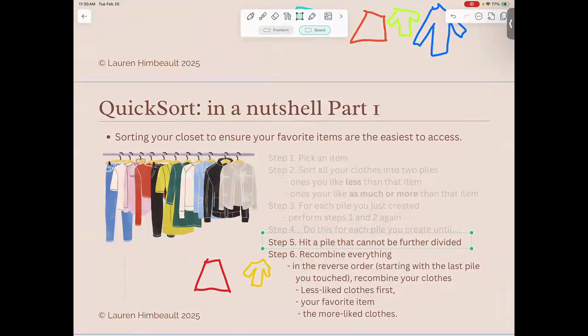I actually want to change this. This is obnoxious of me, but I probably want to put my most liked items in front. So I probably do most liked first, then my favorite item, then my least liked items. Just flip those two words there.